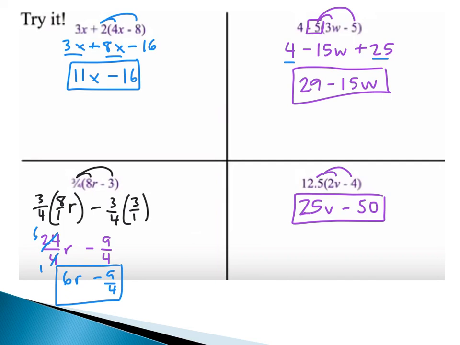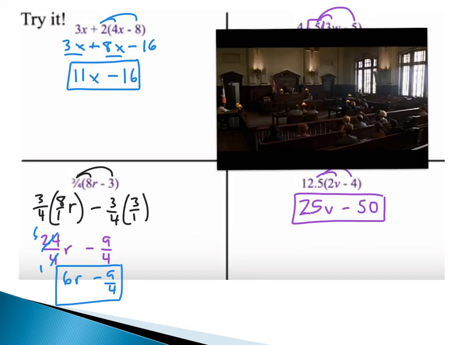In the last example, we had to use a calculator. You get 12.5 times 2v minus 4. So you have to distribute 12.5. Expect you to use a calculator here. 12.5 times 2 is 25, and 12.5 times negative 4, going to have the negative, but that's going to give me 50.